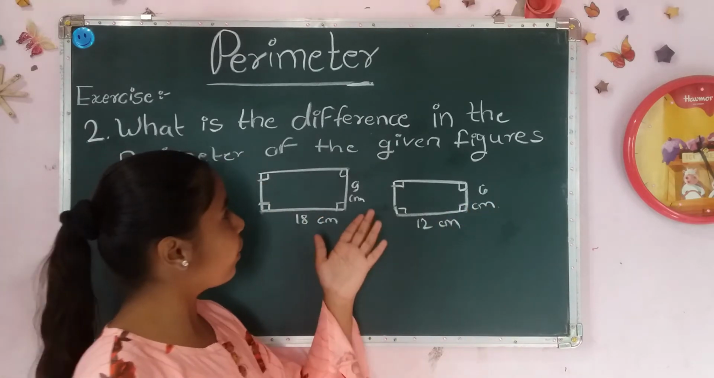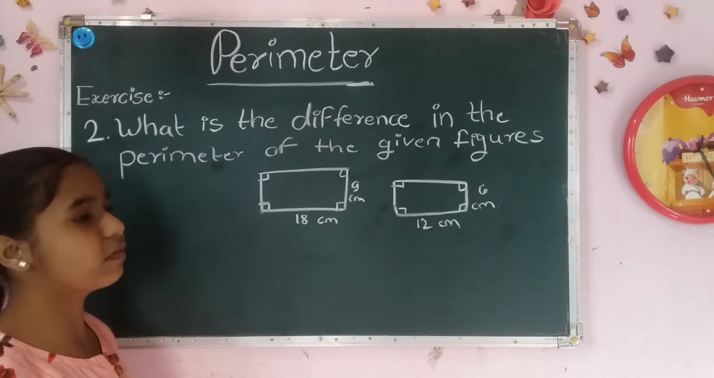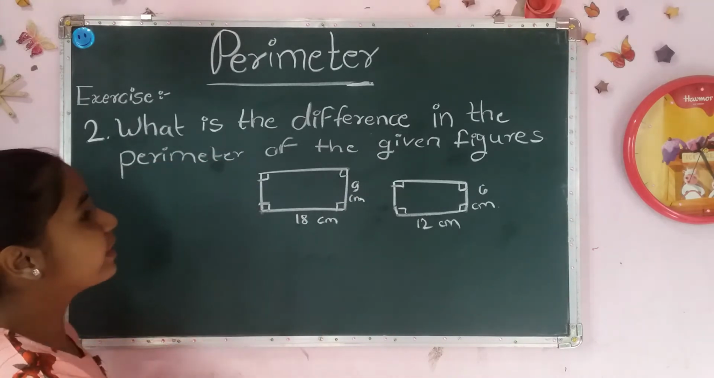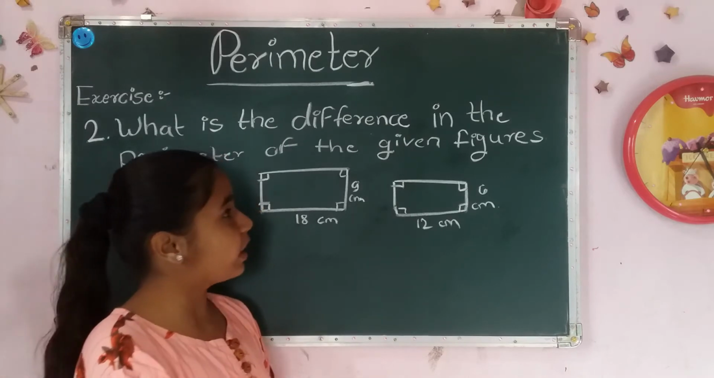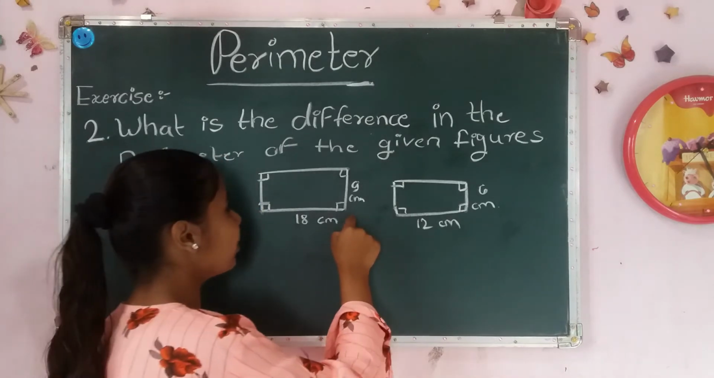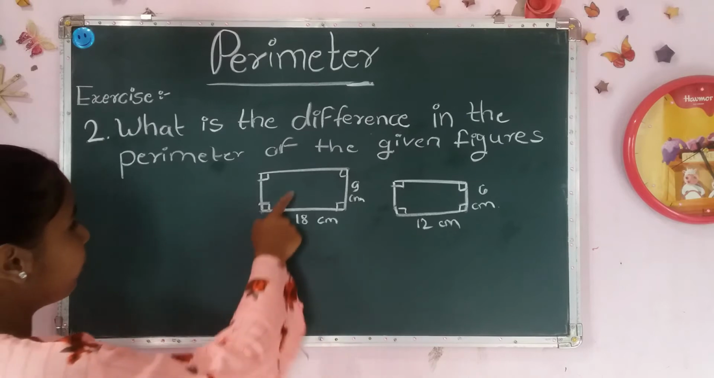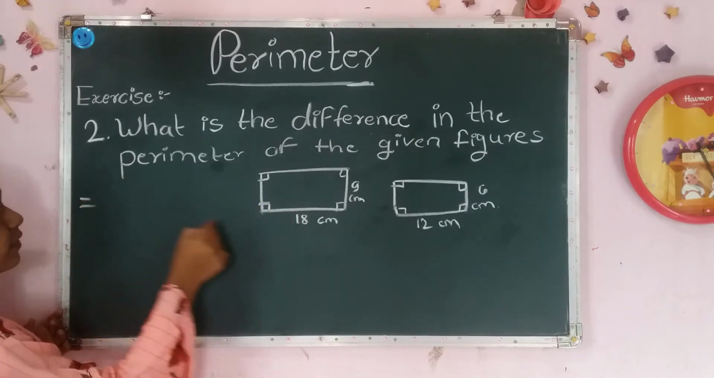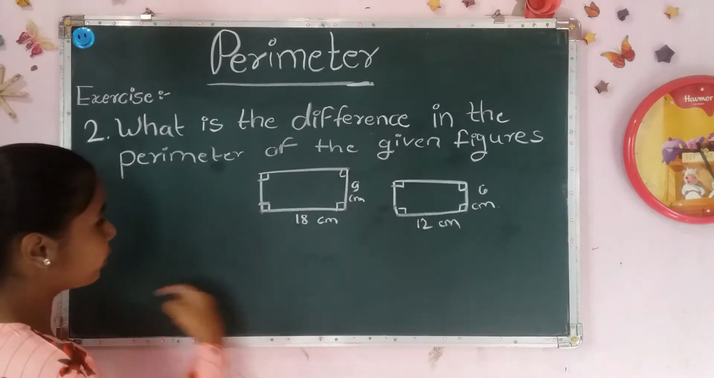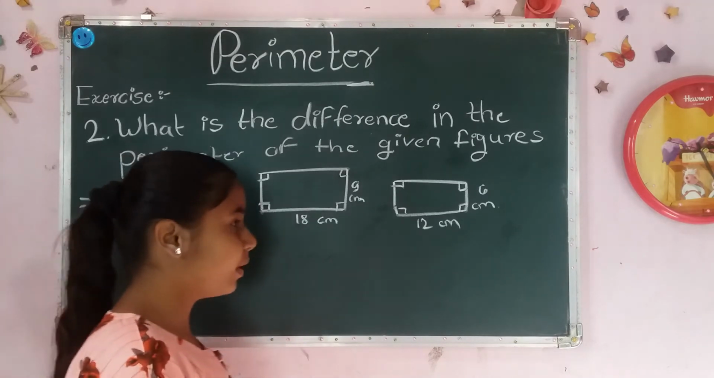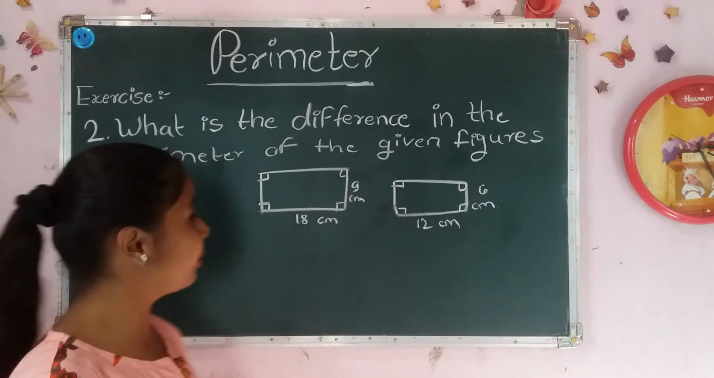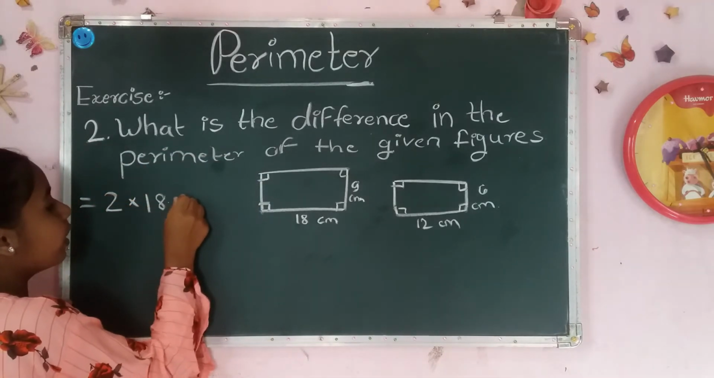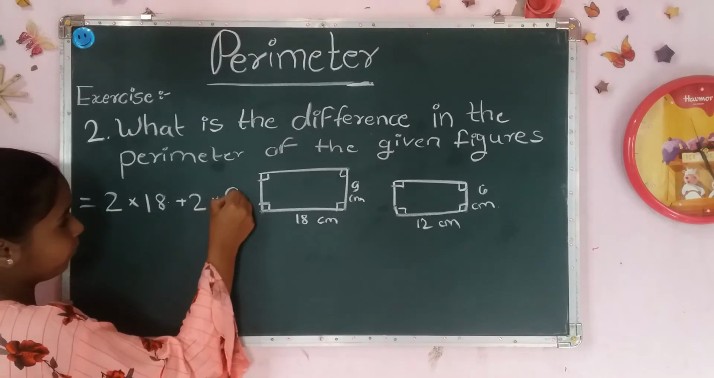So first we have to find the perimeter of the given figure, because in the question we have been asked to find the difference in the perimeter of the given figures. So first we will find the perimeter of the first figure, that is 18 by 9. This is equal to our formula, 2 multiplied by length plus 2 multiplied by breadth. So 2 multiplied by 18 plus 2 multiplied by 9.